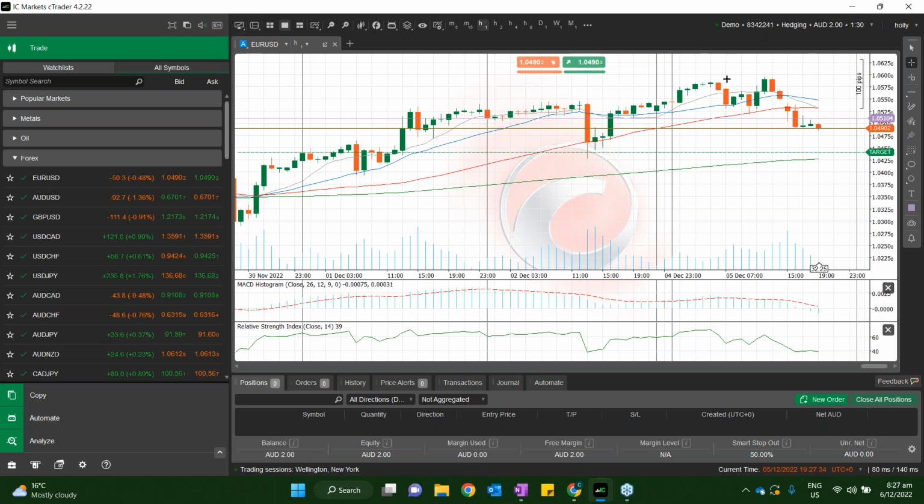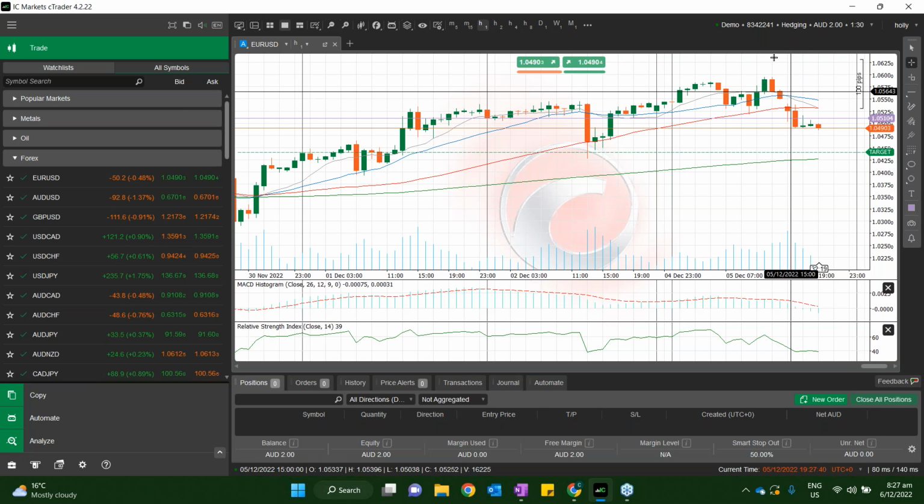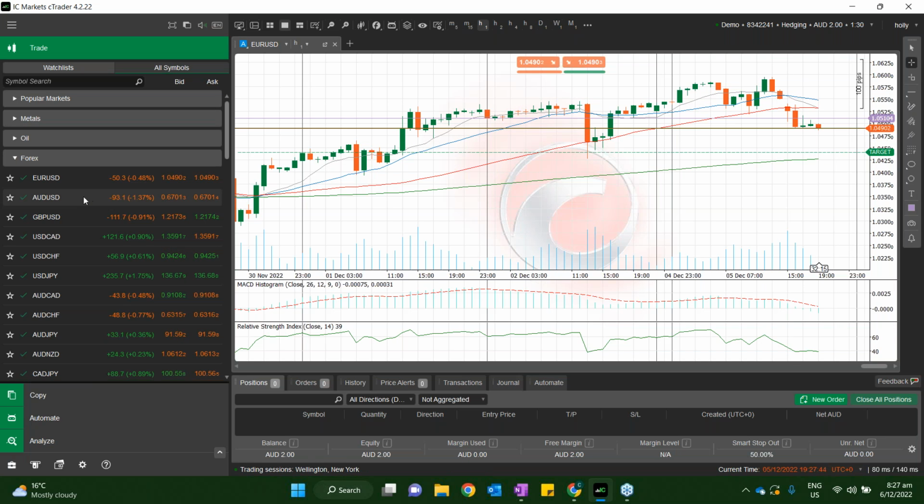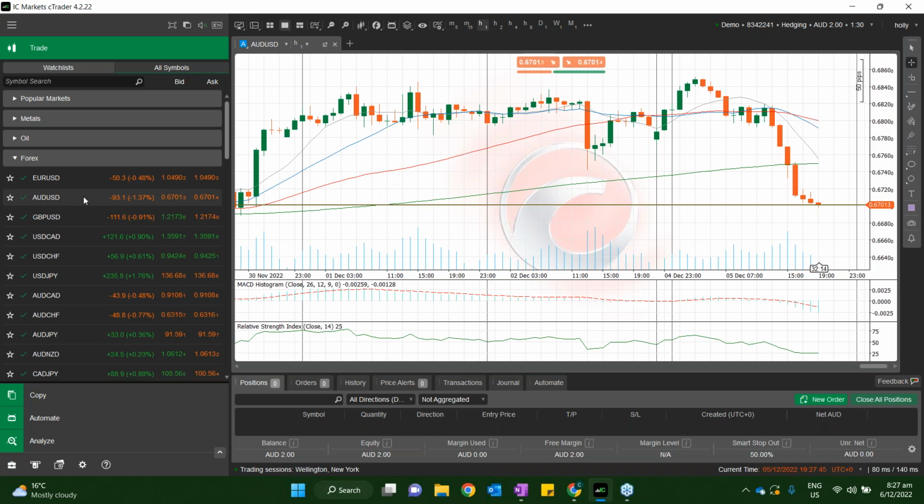Just a little bit of indecision here. Are we going to hold above that level, or are we going to push to the downside? At the moment, we're just waiting to see what happens with that. Okay, so that's basically how we do the charts.